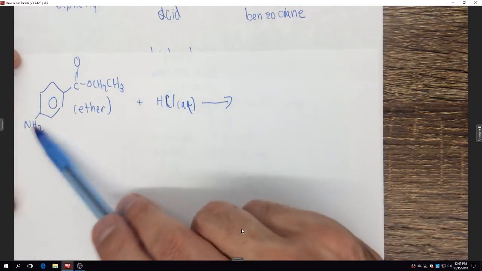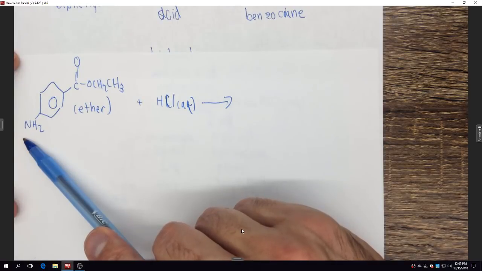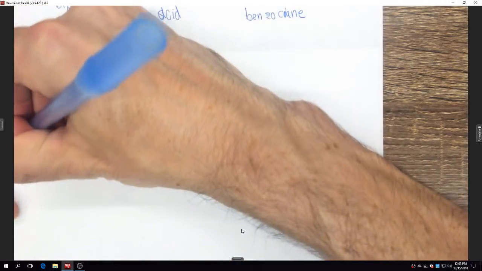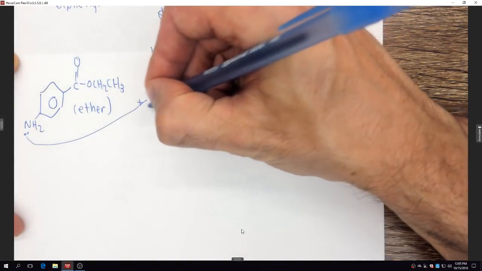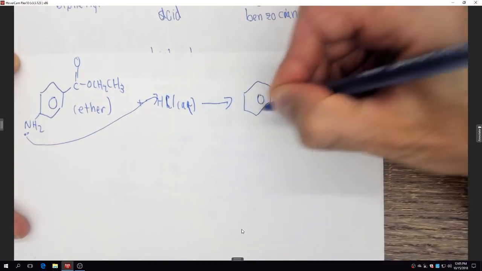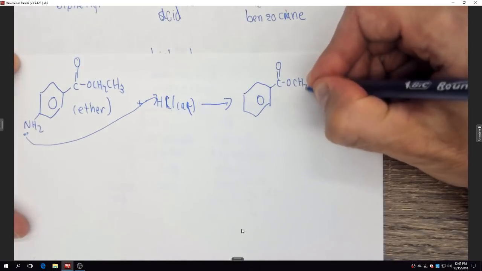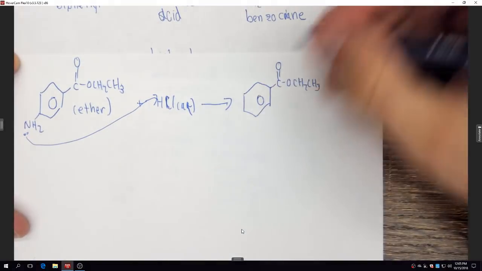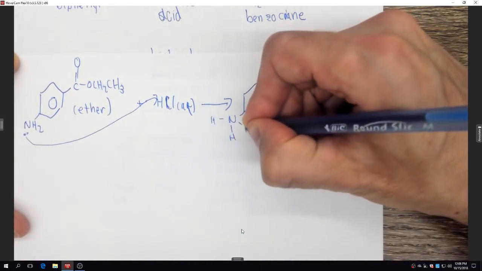There are oxygens and there's nitrogen. Where on benzocaine does it want to take the proton? Said another way, what's the basic part? This lone pair on nitrogen is the most basic part of benzocaine. Okay, so this grabs that proton. We end up with the whole rest of the molecule just goes along for the ride. All right, the ester group just stays, the ring just stays. And over here we have now NH, instead of NH2, we have NH3.